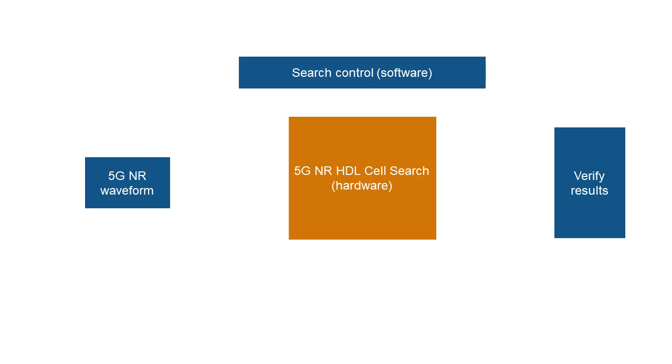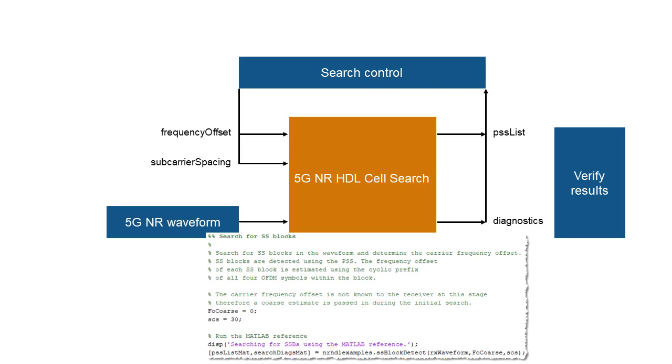The hardware portion is run in two phases. The first, search mode, takes in the waveform along with a coarse estimate for frequency offset and the desired subcarrier spacing, and performs PSS detection, returning the correlation results for the three possible PSS values.